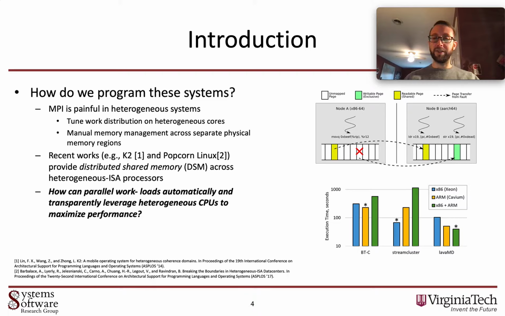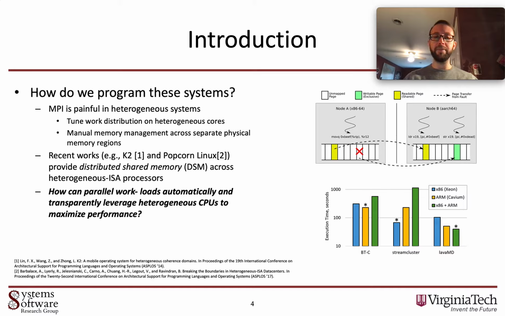More recent work, such as K2 and Popcorn Linux, instead propose using distributed shared memory to automatically migrate data to where it's needed for applications. So on the right-hand side, on the upper part, you can see an example of Popcorn Linux's single writer, multiple reader page coherency protocol. Popcorn Linux's compiler is responsible for transforming an application state to be migratable between different ISAs. Meanwhile, Popcorn's distributed shared memory is responsible for bringing data on demand between nodes by intercepting page faults inside the kernel.